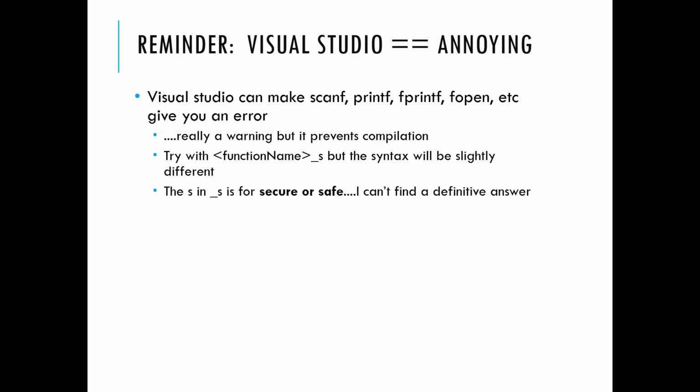Just a quick reminder, scanf, printf, fprintf, all of these functions have a safe or secure version. I still could not track down what that underscore s is for. Is it safe or secure? One or the other. But all of them now require this underscore s. Now you can turn off those warnings. A lot of students do that. I'm okay with that. But I'm wanting to get myself into the habit of using the safe or the secure version of all of these function calls, just because there's a safe version for a reason.